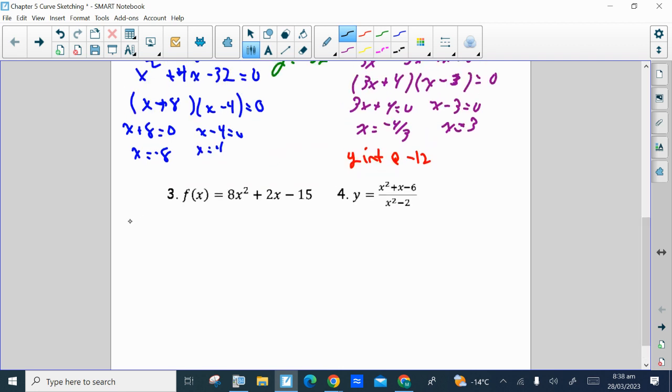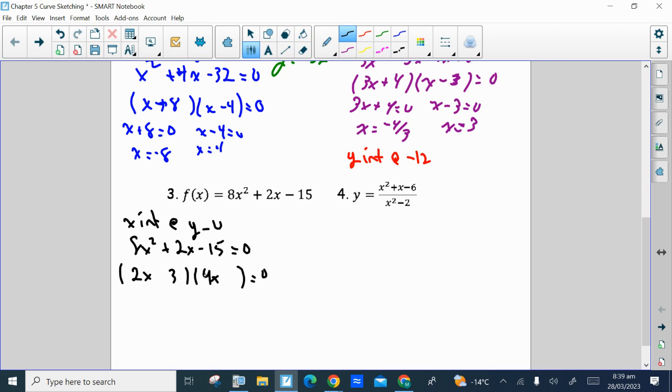Number 3, again, our x-intercepts we'll start with. It's where the function equals 0. And the front terms will multiply to get 8x squared, so we'll try 2x and 4x first, and if we can't get that to work, then we'll try 8x and 1x. So again, the last terms multiply to get negative 15. So it ought to be 3 and 5 or 15 and 1. When we FOIL it, we have to get a plus 2x in the middle.